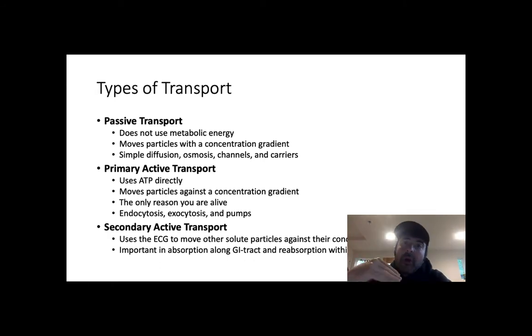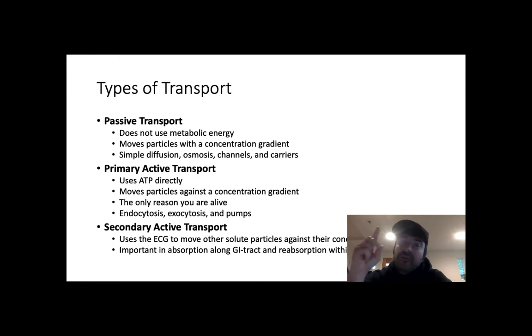Now, what we're going to be going over today, and the title of this lecture, is Primary Active Transport and the Electrochemical Gradient. Whereas passive transport doesn't use metabolic energy in the form of ATP, primary active transport uses ATP directly, meaning that proteins involved in this transport mechanism actually hydrolyze, break down ATP, and use the energy from that to change their shape in order to move particles not with their concentration gradient, but against their concentration gradient.